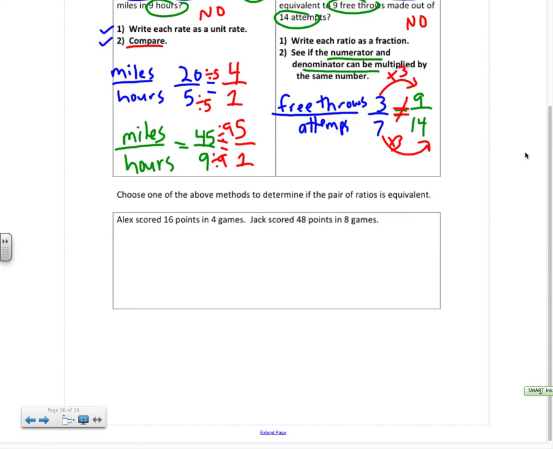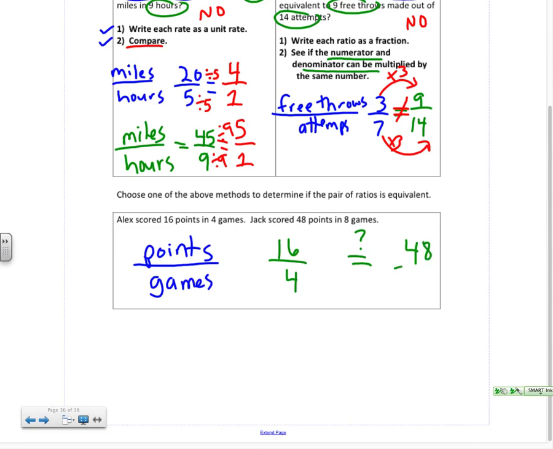All right, Alex scored 16 points in 4 games. Jack scored 48 points in 8 games. I have a choice to make. How do I want to solve this? Do I want to set them up as if they're fractions and see if they're equal? Or do I want to turn them into unit rates? What would you do, Connor? I would find the equivalent fractions.